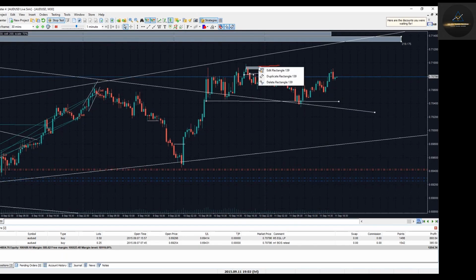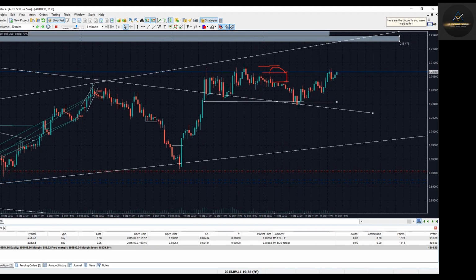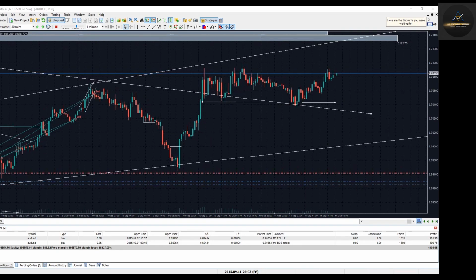All right, I'm just cleaning up this chart. Okay, I managed to clear the drawing.